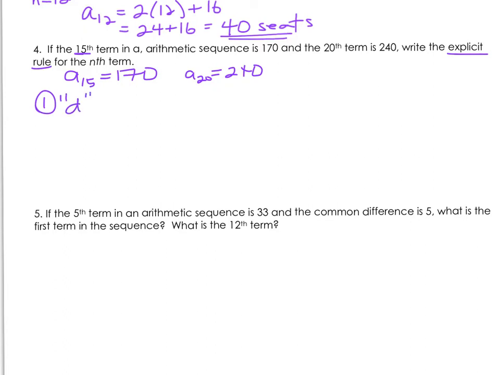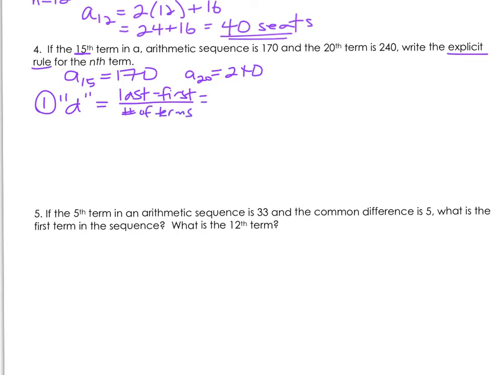We'll find d first. So if a sub 15 is 170 and a sub 20 is 240, to figure out the common difference, what we're going to do is just apply a little definition. Take the last term you know minus the first term that you're given. So just basically the difference between those two terms, divided by how many terms there are.